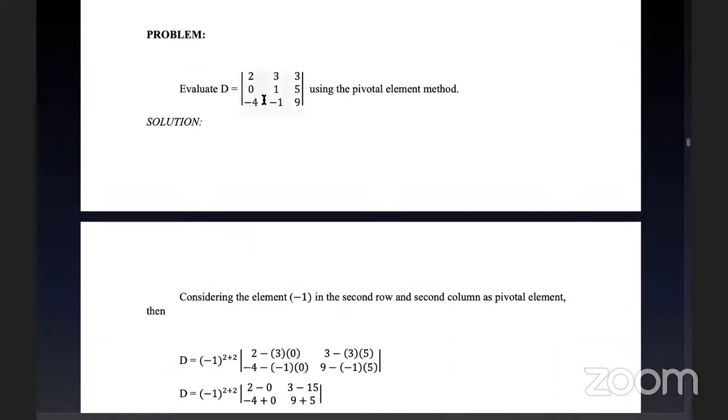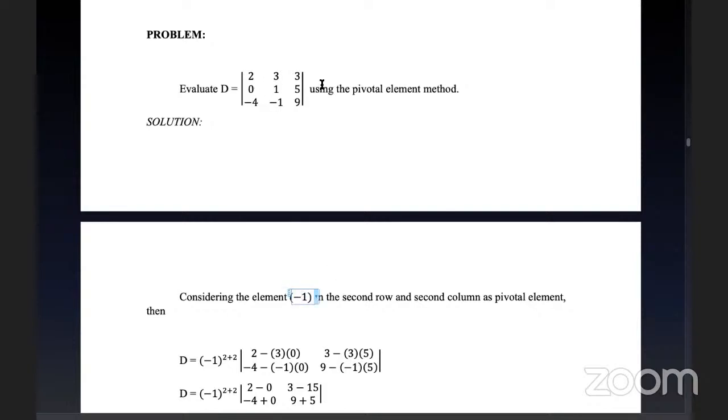So let's have this one, 3 by 3 using the pivotal element. Now, sabi nga kanina, if you're choosing for the pivot, 1 lagi yung pipiliin natin. Or ano yung mas convenient, or yung pinaka-basic na mismong element na nandun. So here, considering the -1 in the second row, actually dapat hindi -1 yan, it's +1.